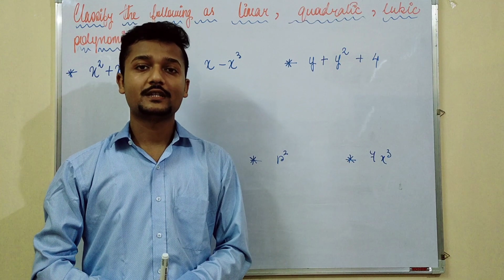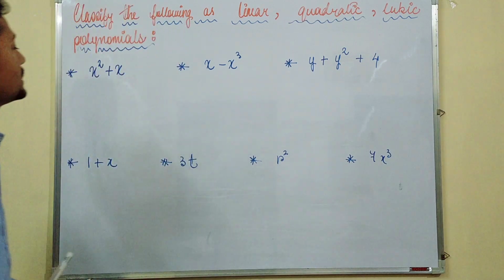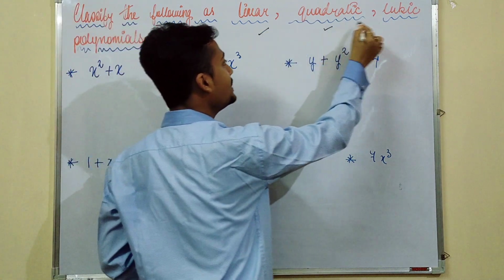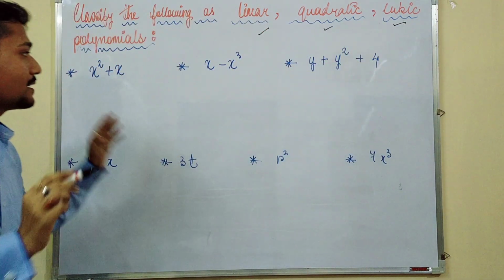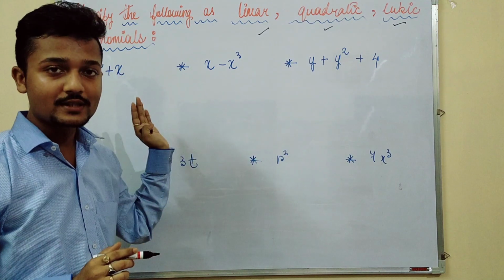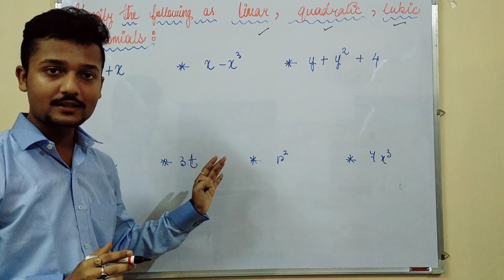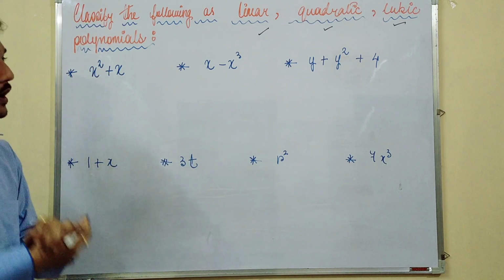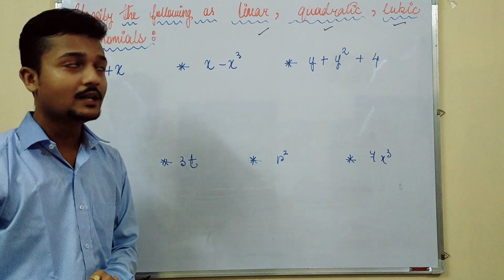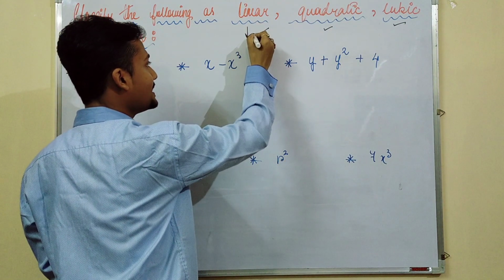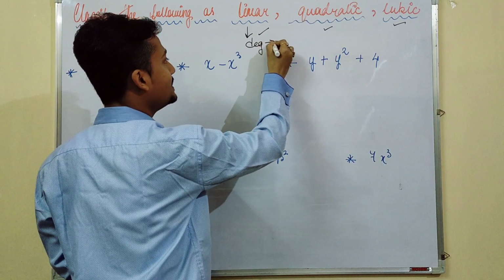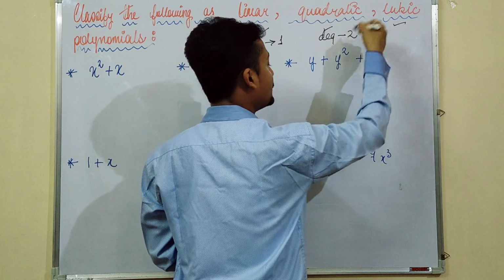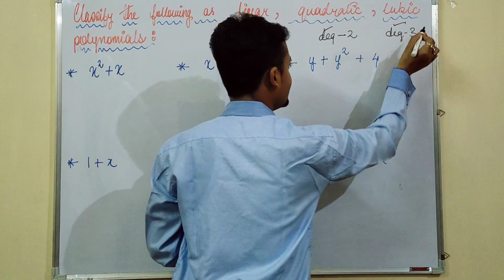Now the next type of question that we are taking is: classify the following as linear, quadratic and cubic polynomials. That means there is a set of polynomials given, and you have to classify whether each is a linear, quadratic or cubic polynomial. For a linear polynomial, what was the criterion? The degree should be 1. For quadratic, the degree should be 2, and for cubic the degree should be 3, isn't it?